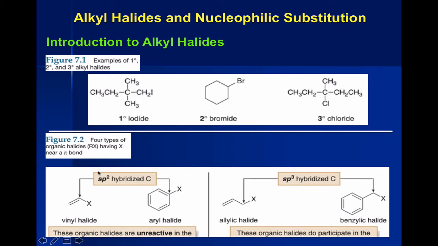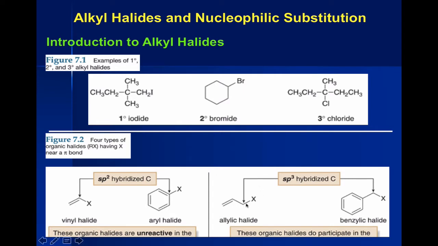There are also other types of halides that we can have. For example, we can have a halogen attached to an alkene, which is known as a vinyl halide. And we can also have a halogen attached to an aromatic ring, known as an aryl halide. Notice both of these carbons are sp2 hybridized carbons, and these halides are actually unreactive in nucleophilic substitution reactions, which is what we're talking about in this chapter.